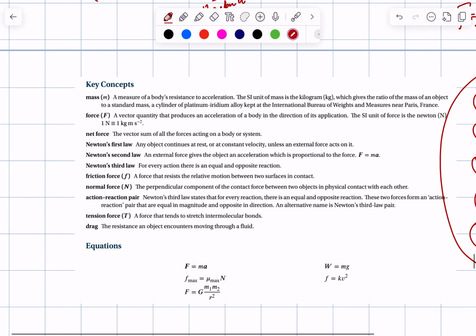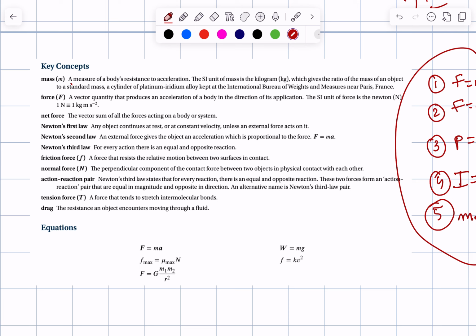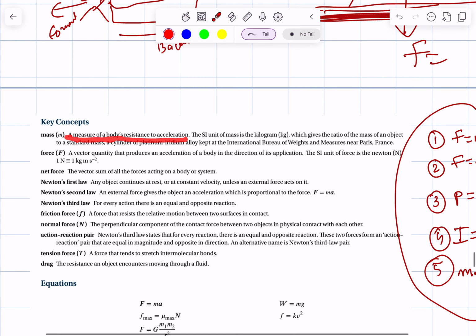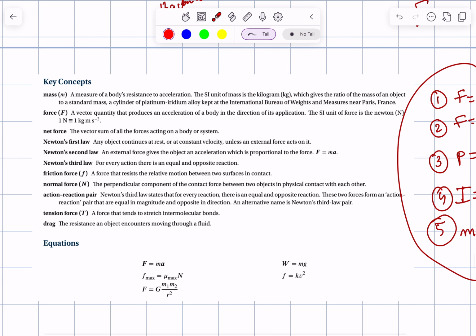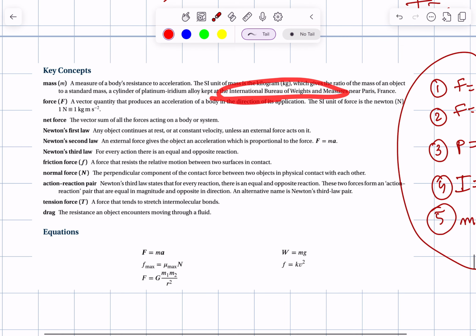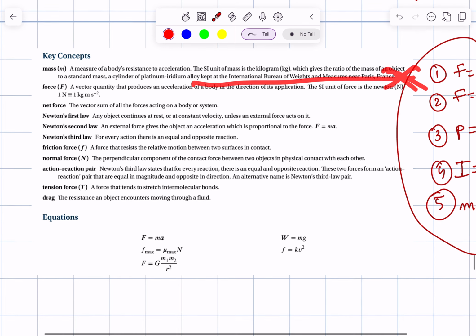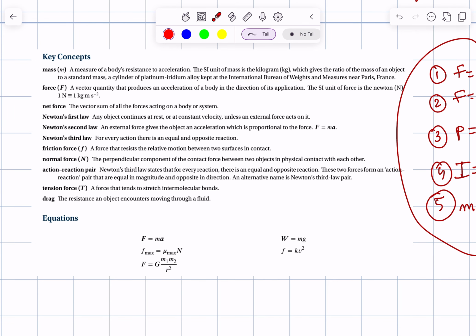Okay, key concepts whatever we have learned: we understand the concept of mass, a measure of a body's resistance to acceleration. We understood it with the help of F equals ma. The SI unit is kilogram, according to the International Bureau of Weights and Measures. You don't have to do anything with this, no worries, it's the SI unit system. For force, the SI unit is Newton.